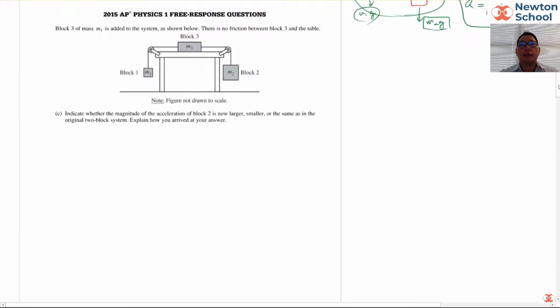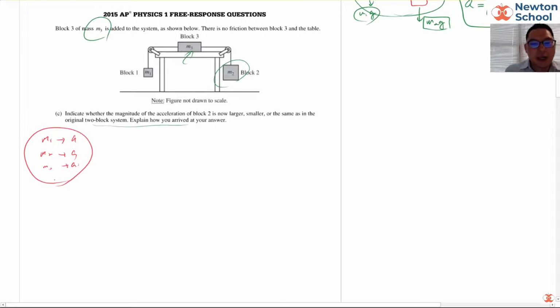All right, next question, part C. Indicate whether the magnitude of acceleration, and so on, you have M3 added on top and there's no friction. Indicate whether the magnitude of acceleration of M2 will be larger, smaller, or the same as the original two-block system. Explain how you arrived at your answer. Again, you can approach it with three different masses, M1, M2, M3, find the acceleration for each one, and you realize it's getting smaller. Or you can do it as a system too.